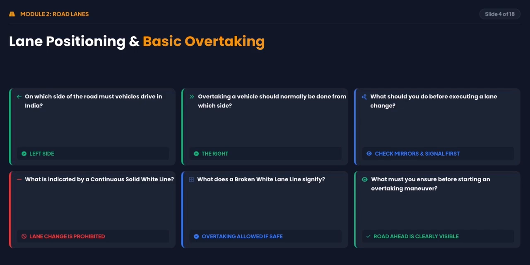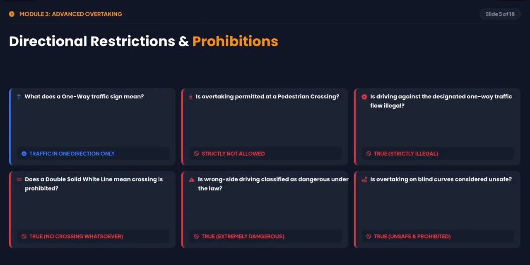What does a broken white lane line signify? It signifies that overtaking is allowed if safe. What must you ensure before starting an overtaking maneuver? You have to ensure that the road ahead is clearly visible. Module 3: Directional Restrictions and Prohibitions.